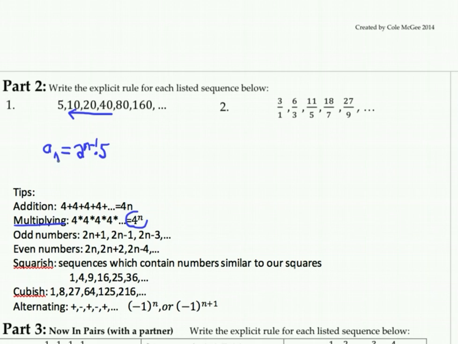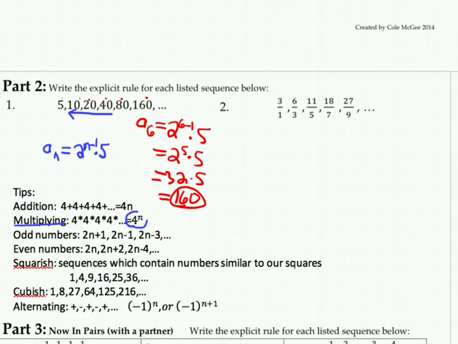Now I want you to try that. Pause the video, experiment, put 1 in, put 2 in, put 3 in, and see, for instance, let's just do a quick experiment. 1, 2, 3, 4, 5, 6. If we put 6 in, we're supposed to get 160. Let's try it. A sub 6 is going to be 2 to the 6 minus 1 times 5. That's 2 to the 5th power times 5. 2 to the 5th is 2, 4, 8, 16, 32 times 5. You can put that in your calculator and you get bingo, bango, 160. That's it. That is the explicit version of this sequence.